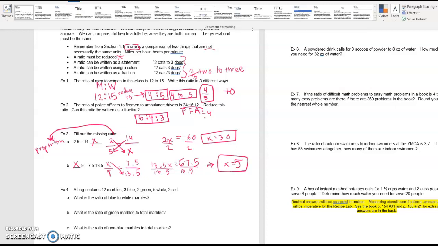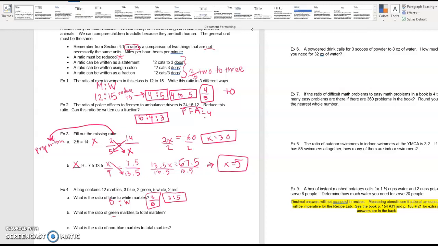Moving along, a bag contains 12 marbles: 3 blue, 2 green, 5 white, and 2 red. What is the ratio of blue, okay, watch your wording, to, put your colon, white? So let's see, blue is 3, white is 5. We could write it as a fraction. That's one option. We could also write it using a colon, 3:5. Those are the most common ways. Or we could use the word to.